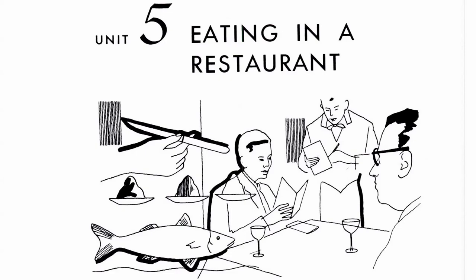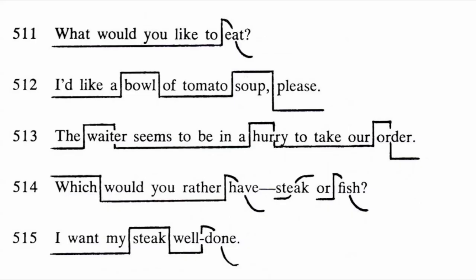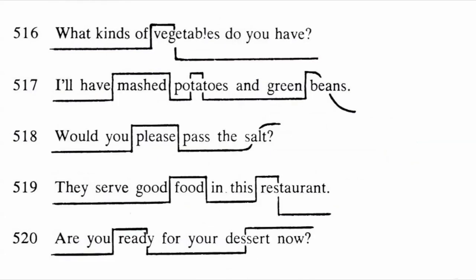Eating in a restaurant. What would you like to eat? I'd like a bowl of tomato soup, please. The waiter seems to be in a hurry to take our order. Which would you rather have, steak or fish? I want my steak well done. What kinds of vegetables do you have? I'll have mashed potatoes and green beans.